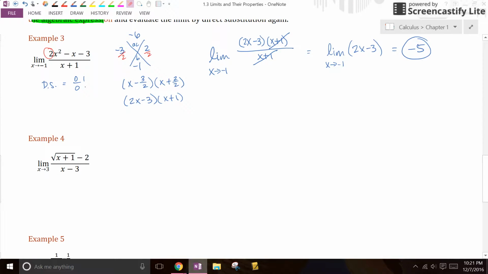All right, and now example 4. So let's look at example 4. The limit as x approaches 3 of that crazy function. You plug in a 3, notice what's happening. You're going to get 2 minus 2 on the top, which is 0. You're going to get 3 minus 3 on the bottom, which is 0. You got 0 over 0. Dang it, right? Direct substitution didn't work. All right, let's go on to another technique.